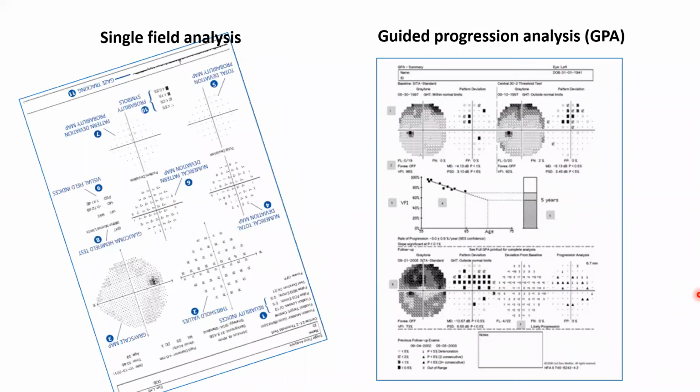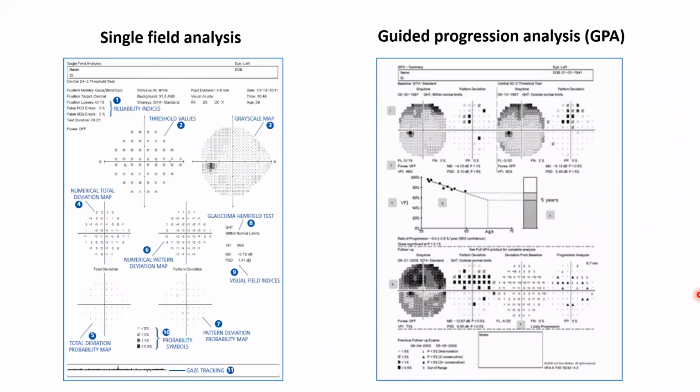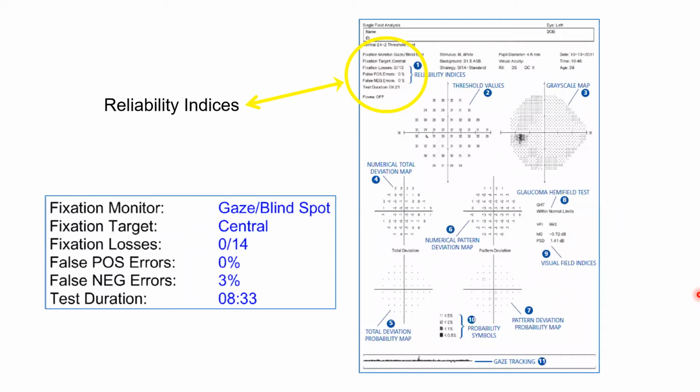Here, you can find the reliability indices. Of all these indices that tell you how valid this particular examination was, the rate of the false positives is most important, and their rate should not exceed 15%.